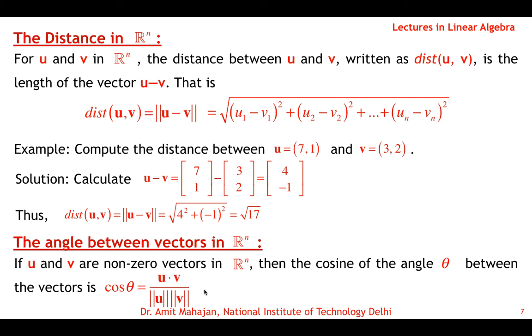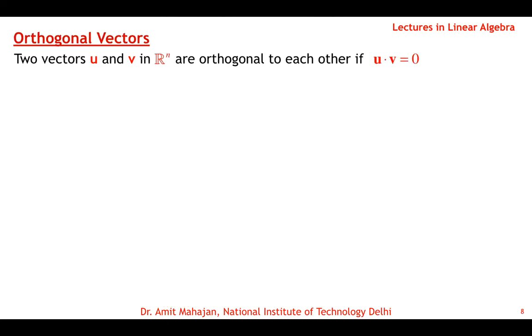Interestingly, if these two vectors are perpendicular, that means this angle is 90 degrees, then cos 90 is 0, and so the right hand side tells us that u dot v is equal to 0. So if vectors are perpendicular, then the inner product must be 0. This will be our next definition, of orthogonality. Orthogonal vectors means perpendicular vectors. So two vectors u and v in Rn are orthogonal to each other if u dot v is 0. That's true, because if cos of 90 is 0, then this has to be 0 to satisfy the definition.